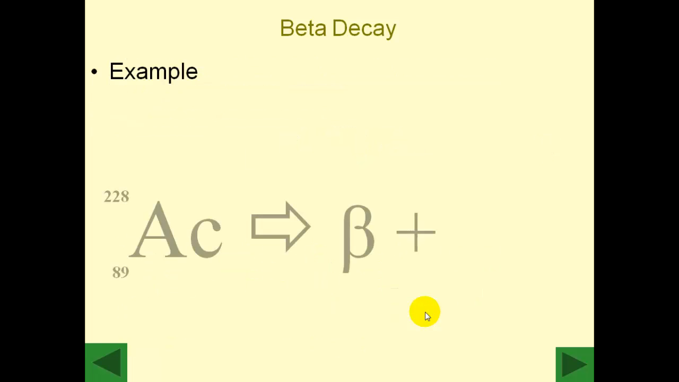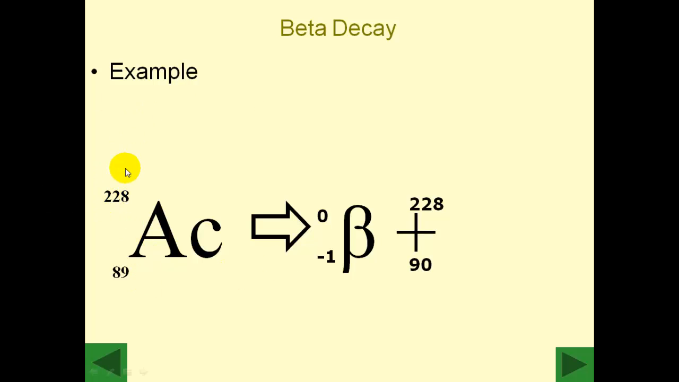Another example, here we have 228, 89 of actinium. We know this is beta decay. The atomic mass is going to stay the same. The atomic number will increase by 1 because the neutron turns into a proton. You will get one more proton, the atomic number increases by 1. So this stays the same. This increases by 1. Notice that we put -1 here because it has a negative charge, and when you add this to this you end up with 89, so this value is balanced. So now this is thorium. Different element. This has an atomic number of 90, this has an atomic number of 89, a different element.